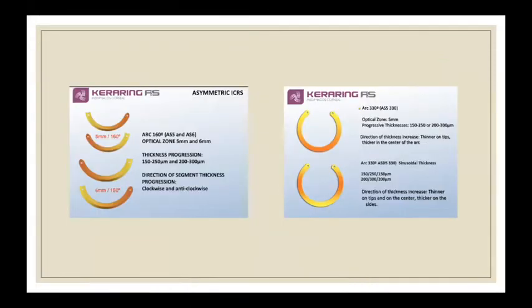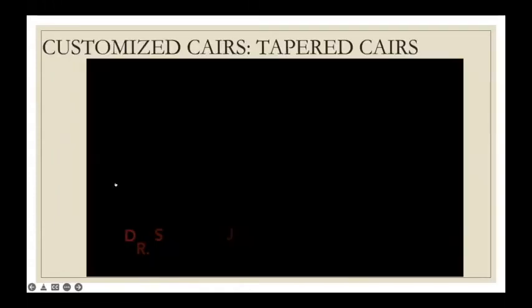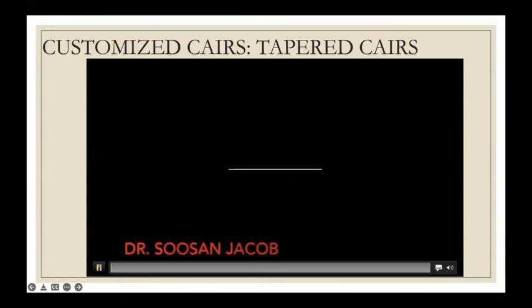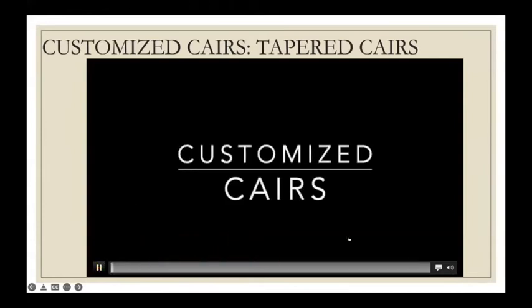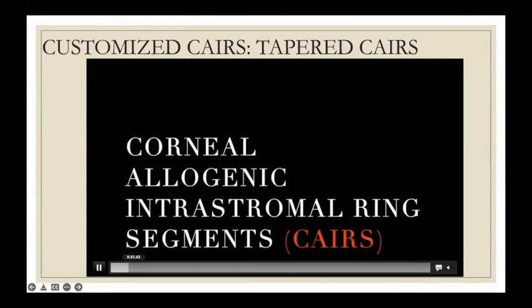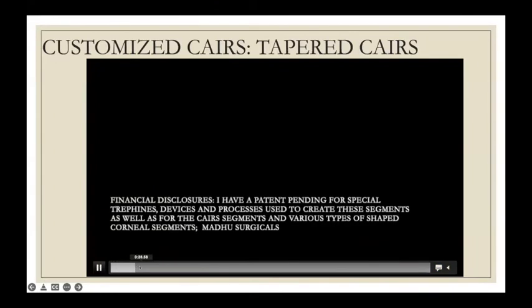And another very interesting thing that I'd like to share with you here is we all know about asymmetric ICRS. A lot of people have done a great amount of work in them. One of them is my good friend Juan Grandin Carlos, who's using these hockey stick kind of synthetic segments. And you can also do this beautiful technique with the CAIRS, and this is what I call customized CAIRS. Customized CAIRS is basically to treat asymmetric forms of keratoconus.